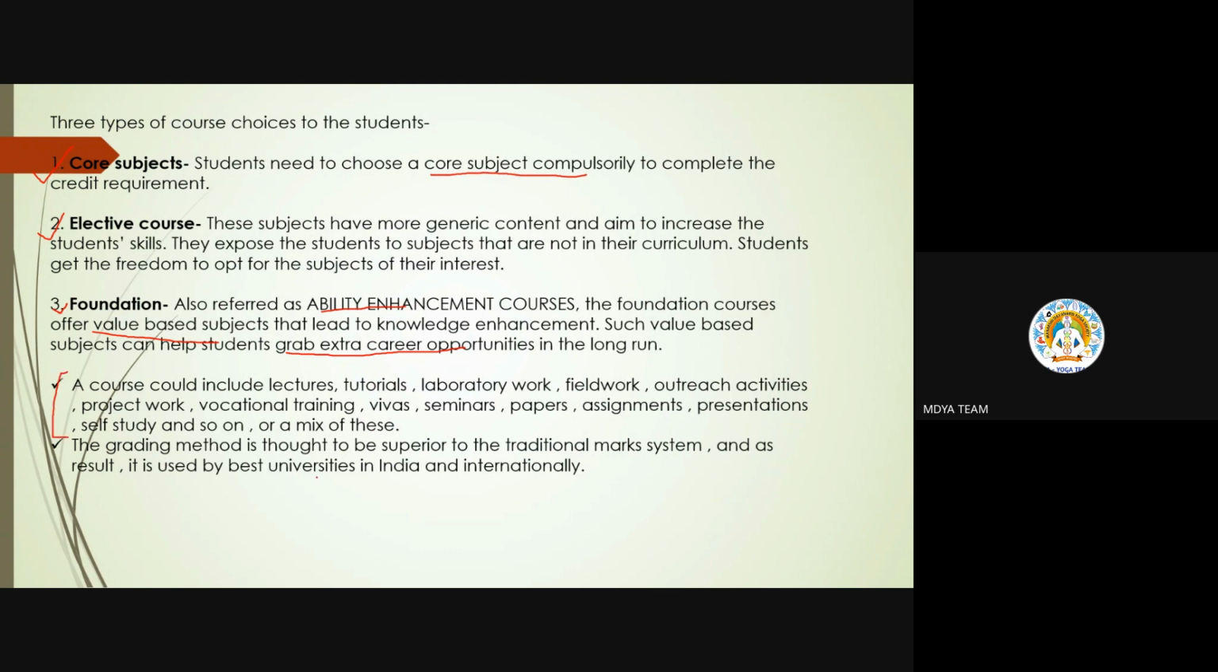The grading method is thought to be superior to the traditional mark system, and as a result, it is used by the best universities in India and internationally. Now, if you see, we are shifting from the traditional marking system to the grading system. They are just giving you grades, A, A plus, B, B plus. Now this is very popular. The grading system is almost replacing the traditional mark system.